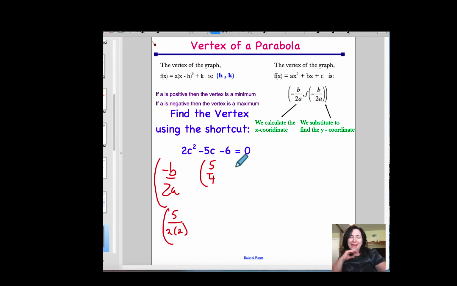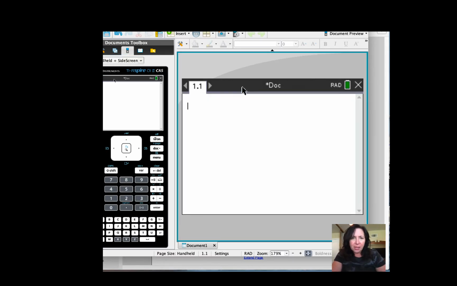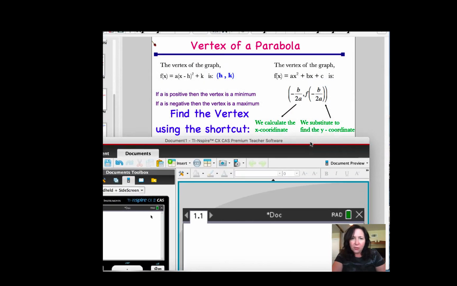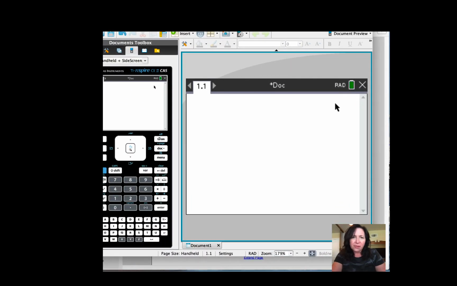You can do that by hand, absolutely, or you can definitely use your calculator. So I'm going to use my calculator. I've got my little calculator popped up here. Plugging that in, I need the equation. Where is that? 2x squared minus 5x minus 6. So here we go. I'm going to put my glasses on.